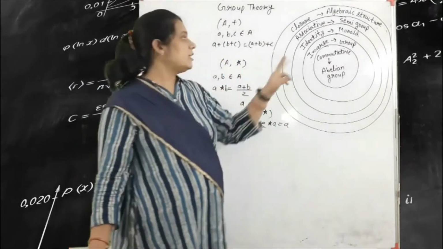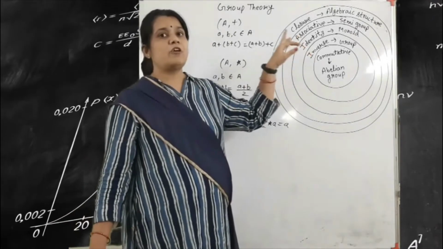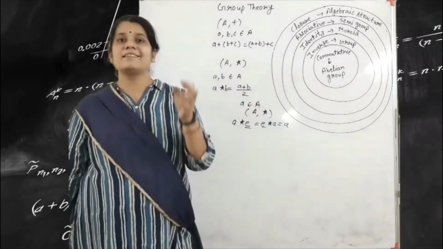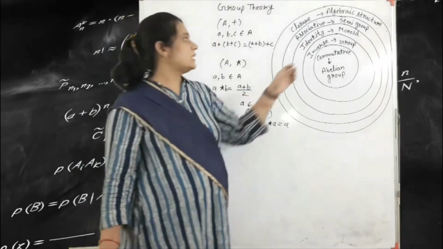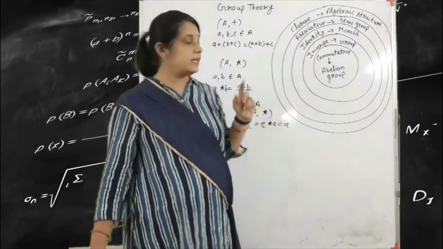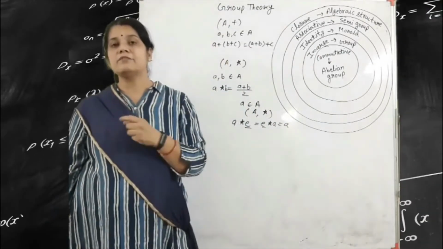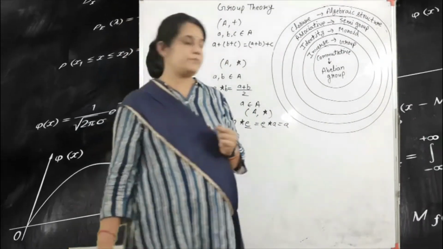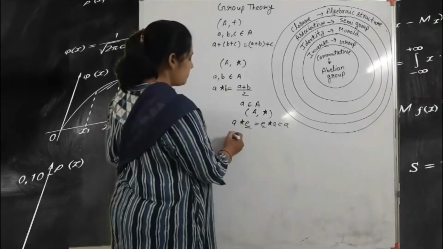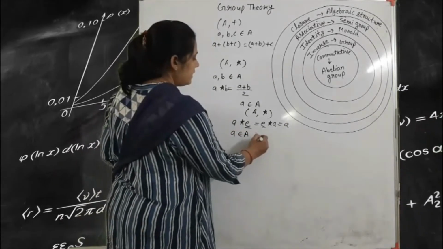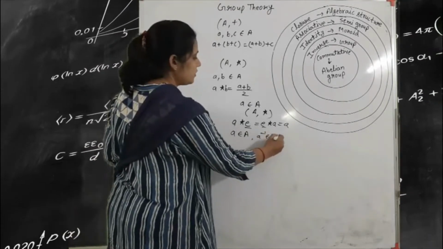When all these three properties are satisfied, then we can say that the given set is a monoid. Next one is the inverse property. What do you mean by the inverse property? If we have a belonging to A, and a inverse also belongs to A.